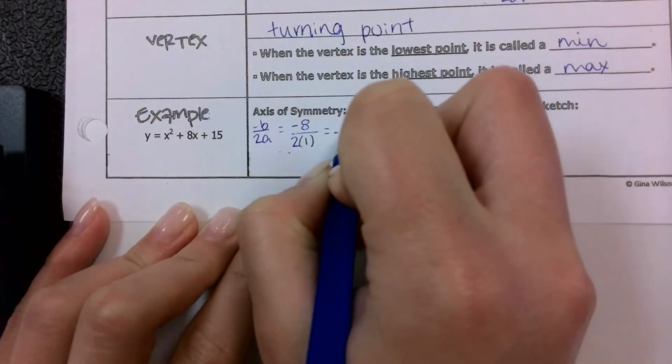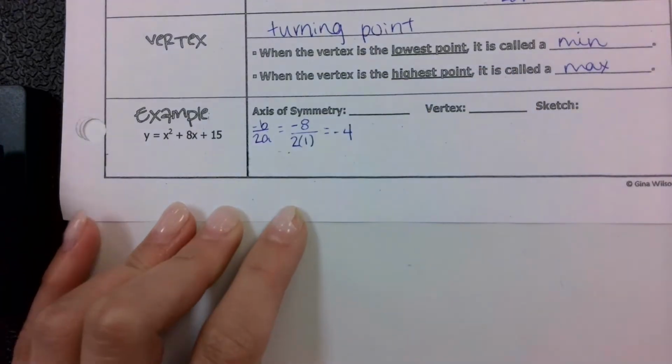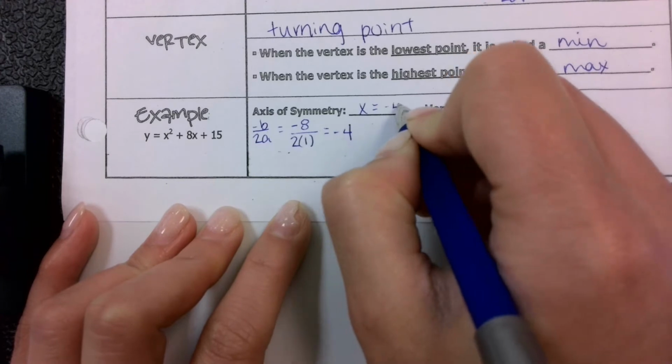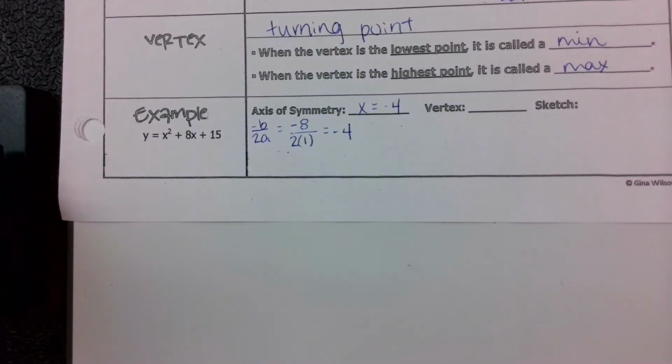Negative 4. So how do you write your axis of symmetry? Good. X equals negative 4. Remember, it's the equation of a line, so you've got to have that x equals part, not just the negative 4.